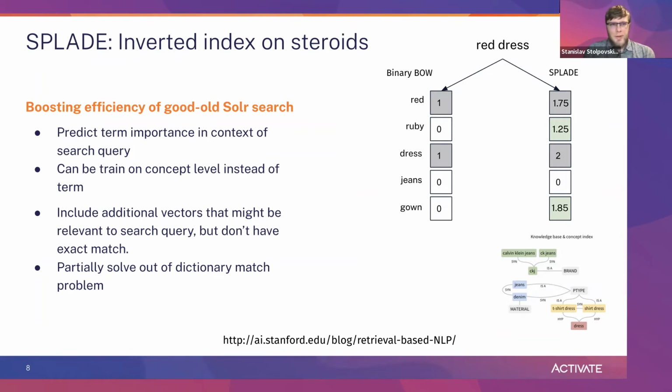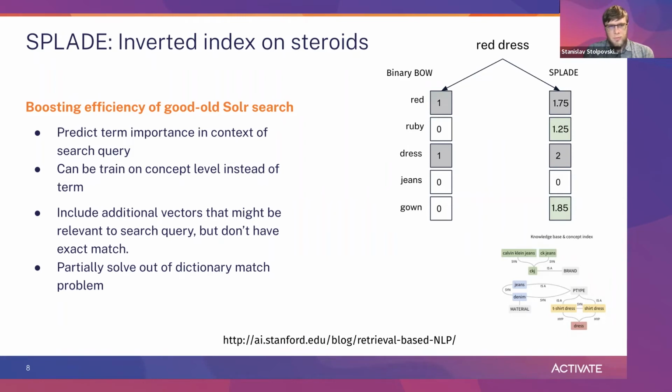SPLADE is a model that helps to predict the term importance on the good old bag of words index. Bag of words has a binary intersection between the query and the terms in the index. You either have an intersection between terms, or you don't. Now, using SPLADE, we can have a weighted intersection, and we can include terms that don't have a direct match by text, but still have relevant context and can be included in the results.